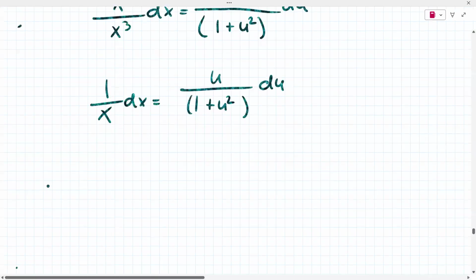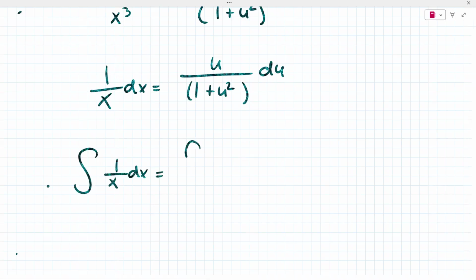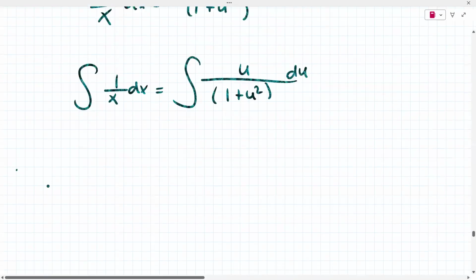And then on the left, take the integration. So the integration of 1 over x dx equals the integration of u over 1 plus u squared du. The left is easy. The integration of 1 over x dx is ln of x. Over here, how do you take the integration?